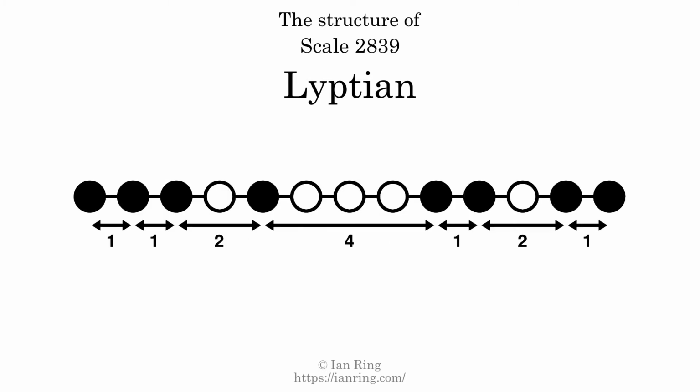The structure of a scale is a description of the interval distance between each successive tone. This scale has a structure of 1 1 2 4 1 2 1.